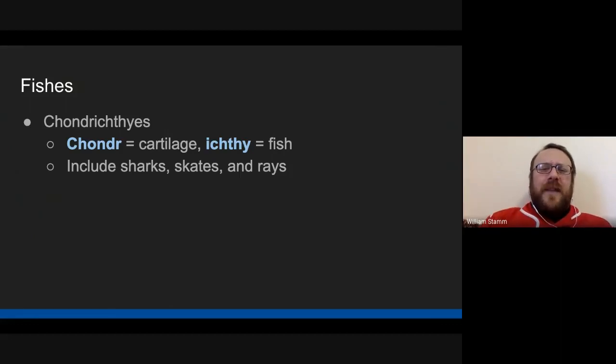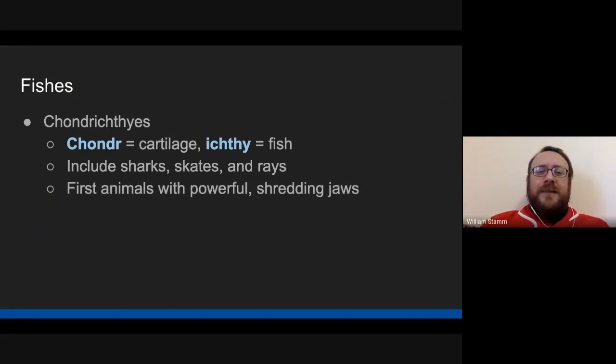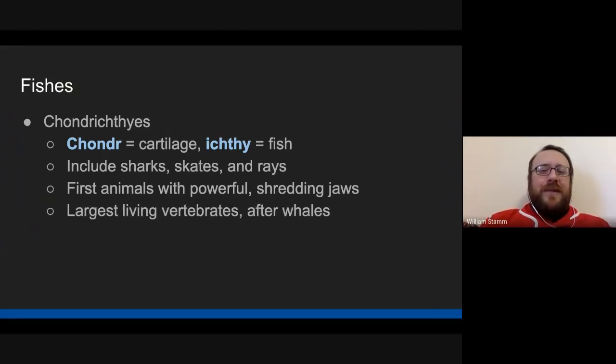Those are going to be your biggest examples of Chondrichthyes species. Very first animals, obviously, with powerful jaws. These are not agnatha like yesterday. These are actually going to have their jaws. They're going to have very powerful jaws to dispatch of prey. For sure, the largest living vertebrates after the whales. Whales are obviously larger, but you have your great white sharks and things like that.